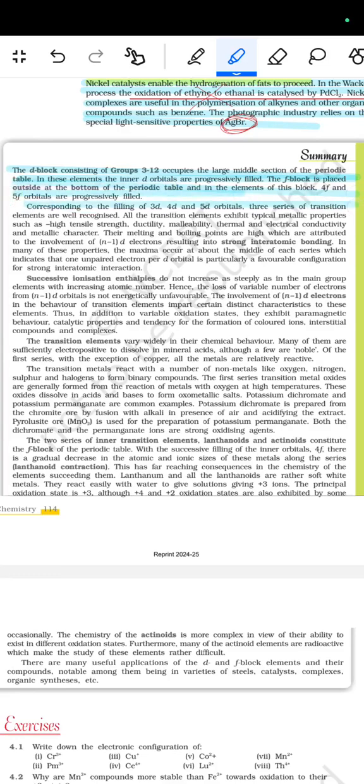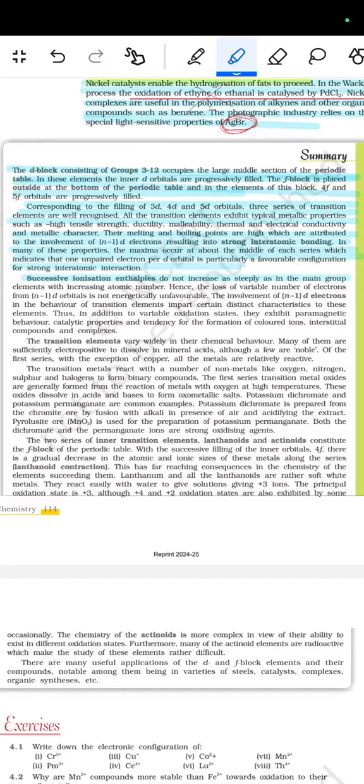Corresponding to the filling of the 3d, 4d and 5d orbitals, three series of transition elements are well recognized. All the transition elements exhibit typical metallic properties such as high tensile strength, ductility, malleability, thermal and electrical conductivity, and metallic character. Their melting and boiling points are high, which are attributed to the involvement of the (n-1)d electrons, resulting in strong interatomic bonding. In many of these properties, the maxima occur at about the middle of each series, which indicates that one unpaired electron per d orbital is a particularly favorable configuration for strong interatomic interaction.